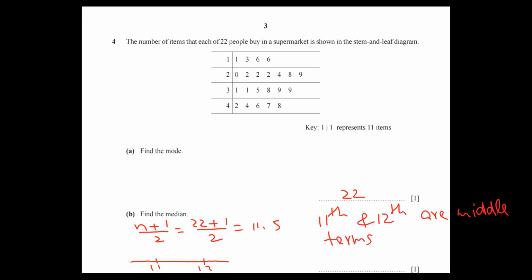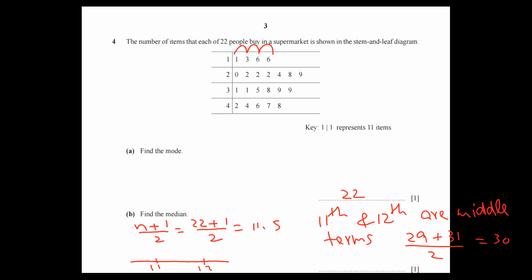So how to get the 11th term? Let's count from here, don't count from here, the reason being the smallest value is 11. So 1, 2, 3, 4, 5, 6, 7, 8, 9, 10, 11. So this is the 11th term. I got 2 from here, 9 from here. 29 is my 11th term, and this 31 is my 12th term. If you add them and divide by 2, because we have to find the average, it turns out to be 30.